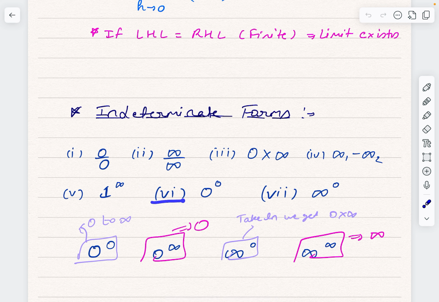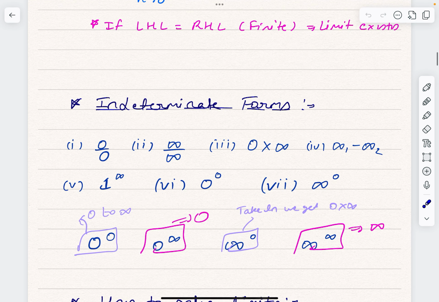Now next, 6th and 7th. For these two, you see this. Now two numbers are there, 0 and infinity, and there are 4 possibilities. Either you will do 0 power 0, or you do 0 power infinity, or you do infinity power 0, or you do infinity power infinity. But out of these 4, 2 of them are determined. We can find its value, like we know its value. And the other 2 are indeterminate. Now which 2 are indeterminate? 0 power 0 and infinity power 0. They are indeterminate.